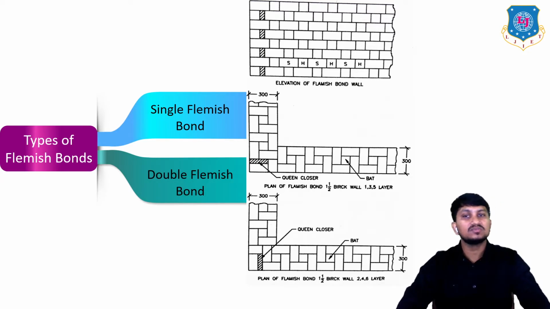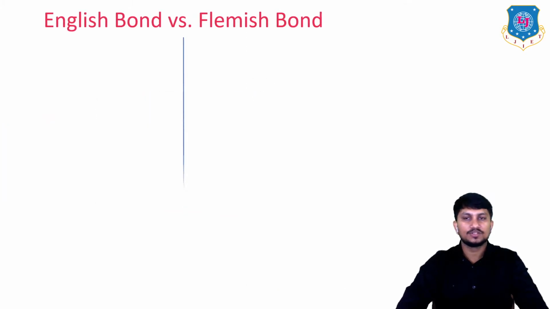Okay, this is the difference between single Flemish bond and double Flemish bond. In double Flemish bond, the hearting portion contains the bats, like this. And to avoid vertical joints in one line, we will use queen closer in this double Flemish bond. Okay, that's all about the Flemish bond.